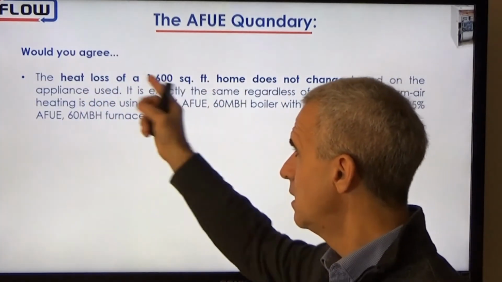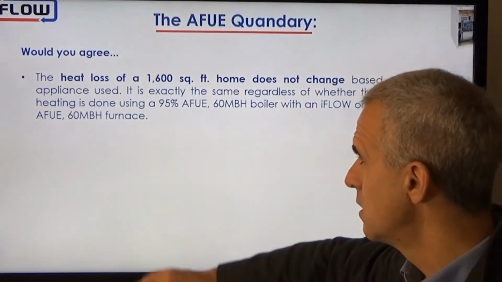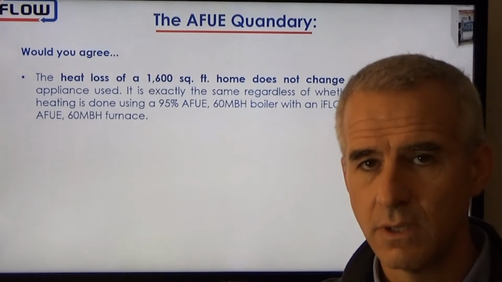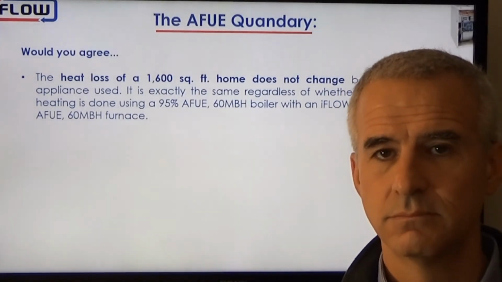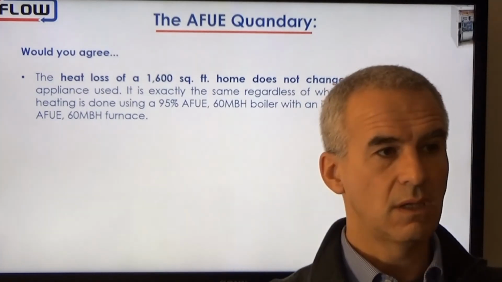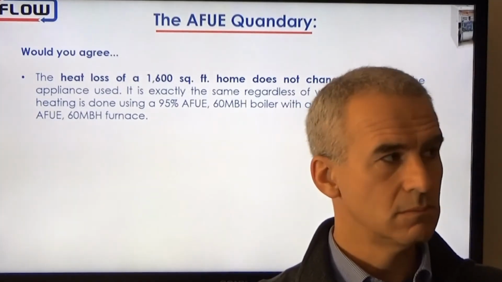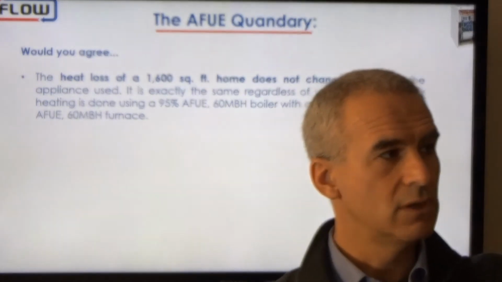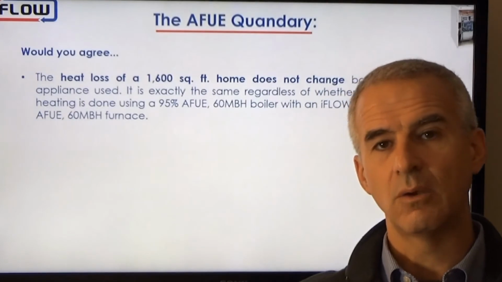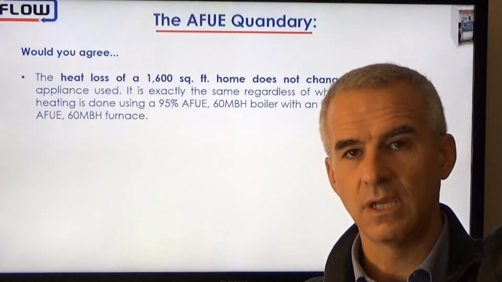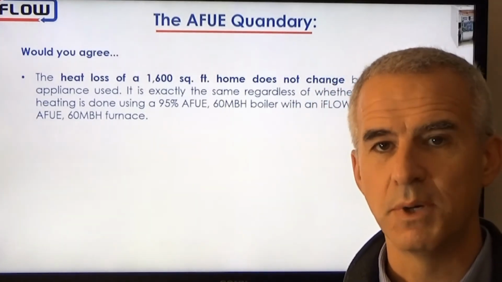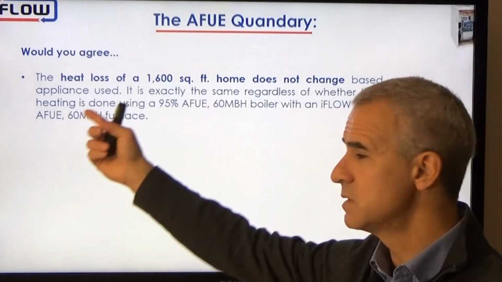The heat loss, let's see if you agree with me on this. So the heat loss of a 1,600 square foot home does not change based on the equipment that's installed, right? When I calculate my heat loss, it's based on the R value of the walls, the square footage of the windows and the R value of the windows, the doors, the wrap, the insulation in the attic, the floor coverings, all kinds of different numbers go in, but the equipment is not a function of that, right?